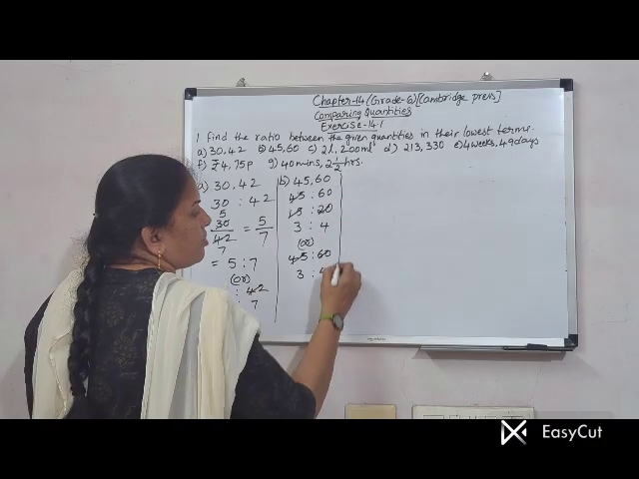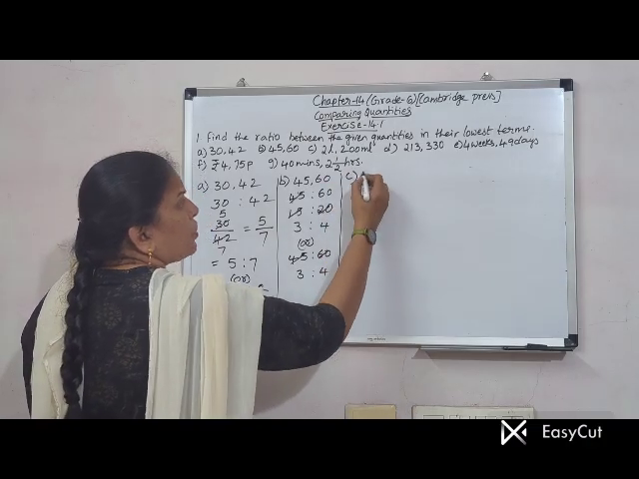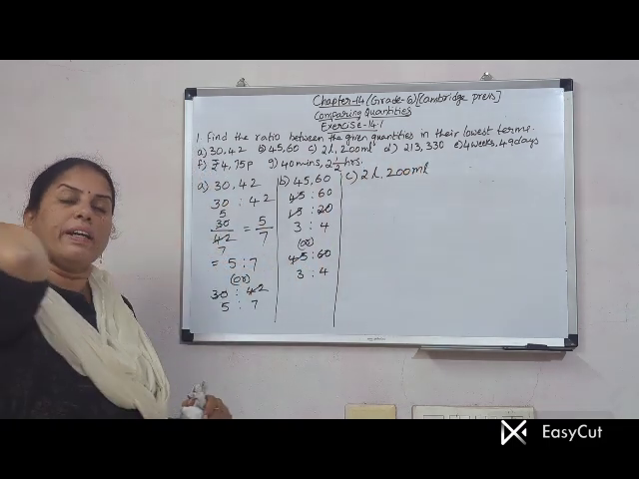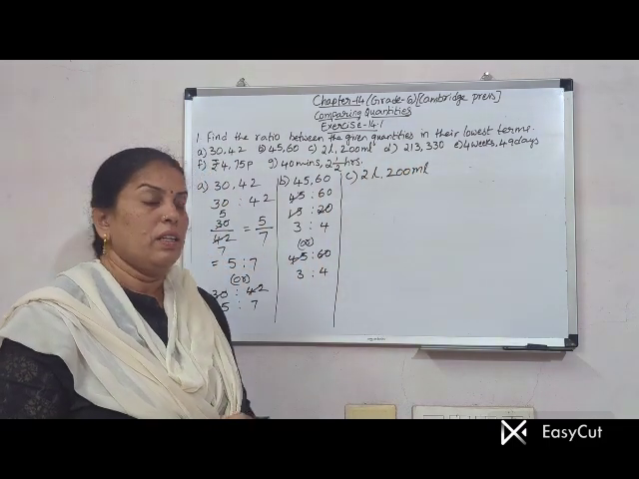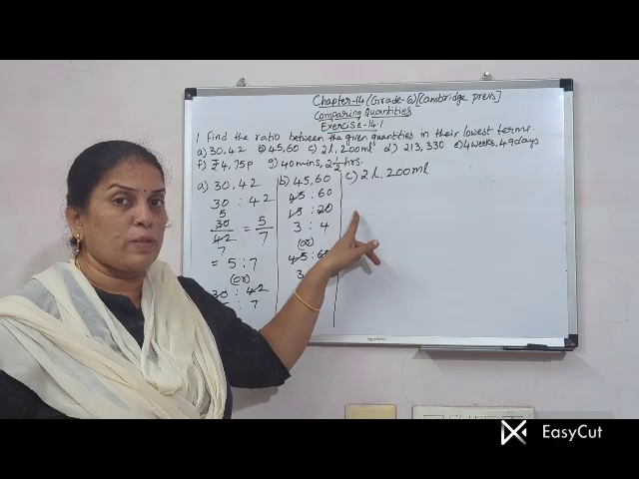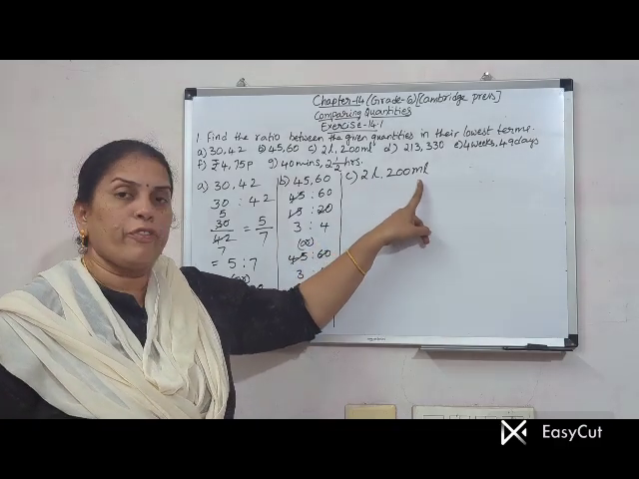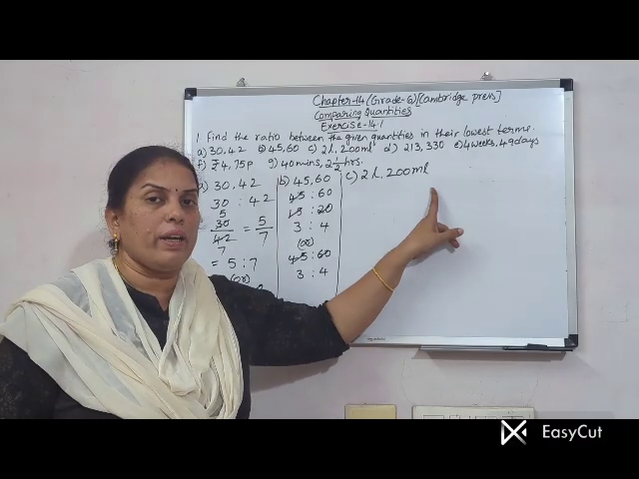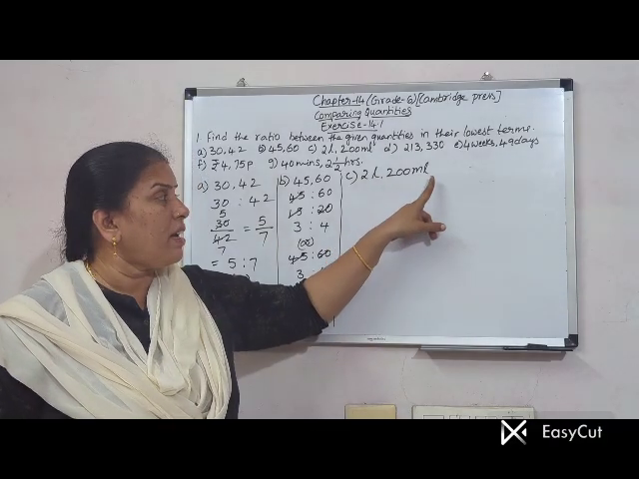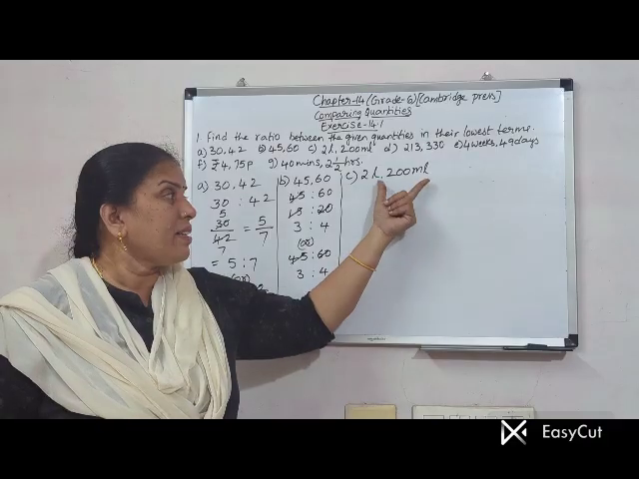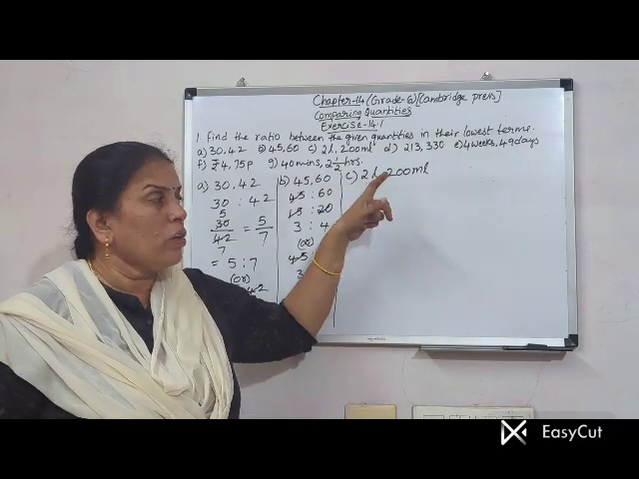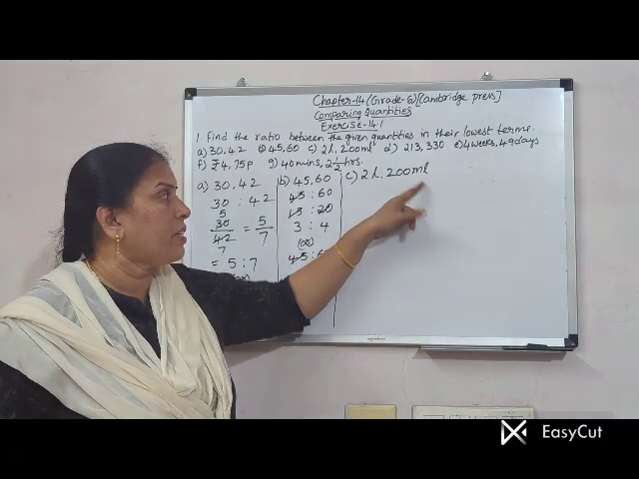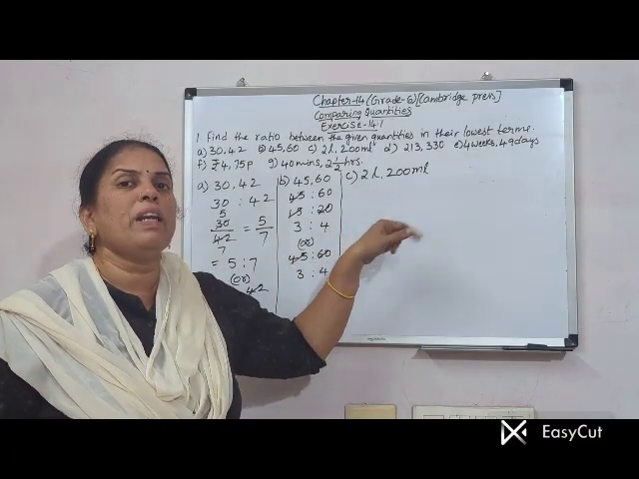What is the C question? 2 liters and 200 milliliters. Before starting the question, I explained that if you want to find the ratio, both the terms should be in the same units. See here, liters is there, here milliliters is there. Are they same? No. What should we do? Convert liters into milliliters. Already this is in milliliters, no need to convert. Convert these liters into milliliters.